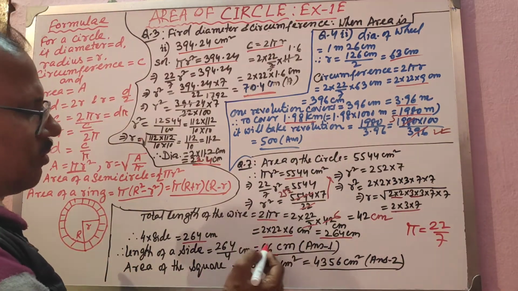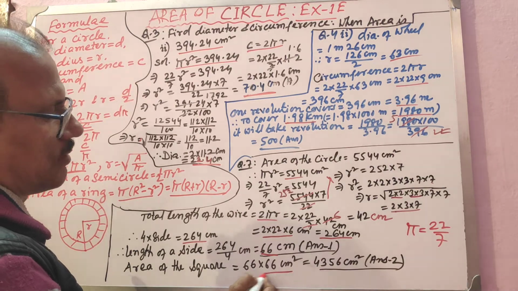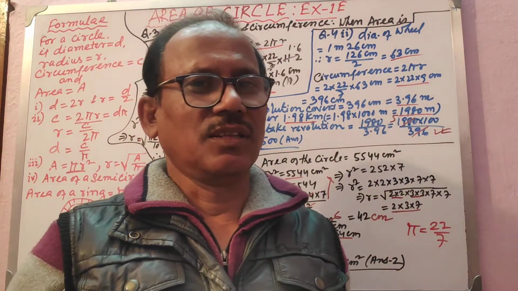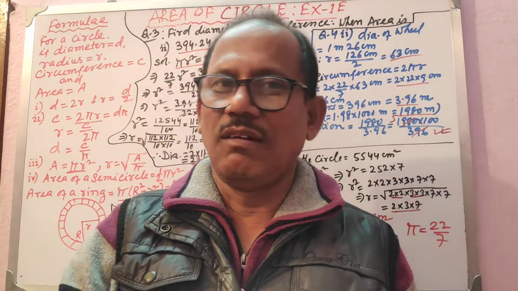Now area of the square will be side into side, 66 into 66 centimeter square, which will become 4356 centimeter square. Things are a little calculative but not difficult once you practice.